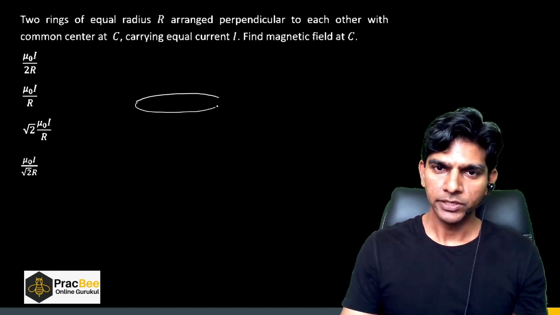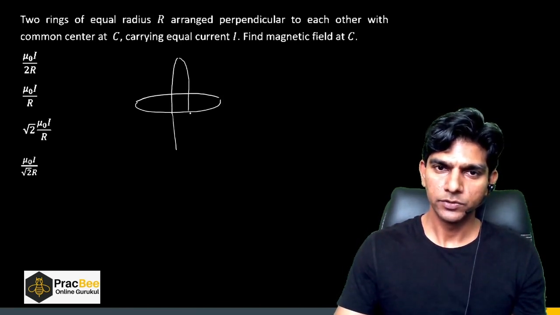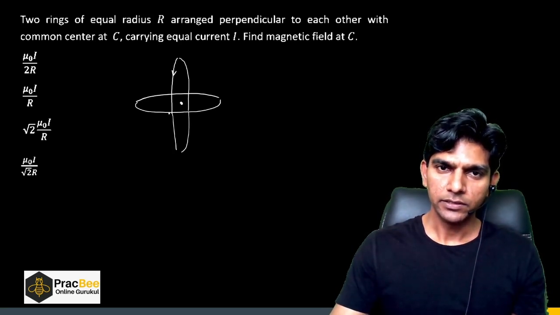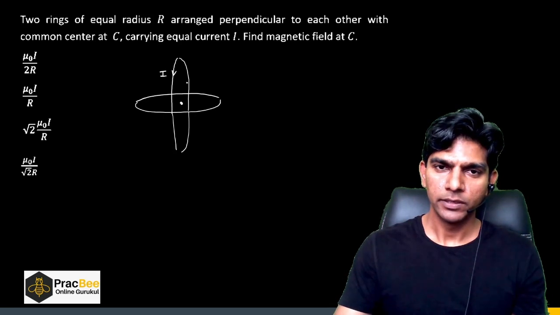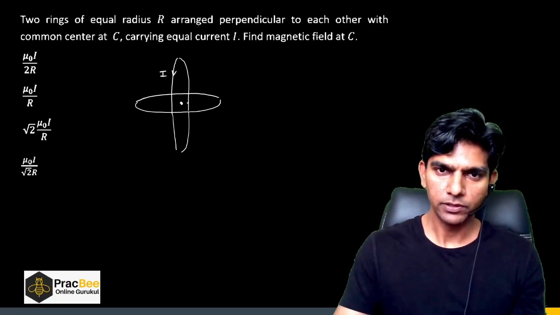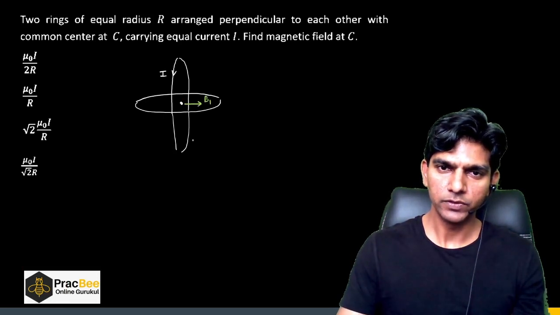which are perpendicular to each other with the common center. Something like this, right? So there are two rings which are perpendicular to each other. This is the common center. Let us say the current in this ring is I in this direction. So due to this current, the magnetic field will be in the right direction. Let us say this is B1.